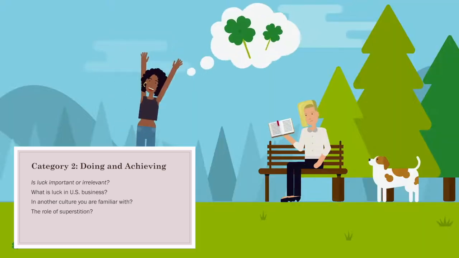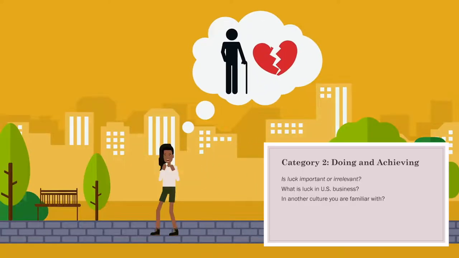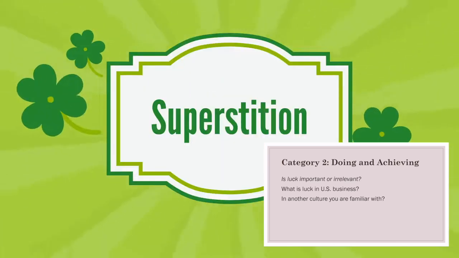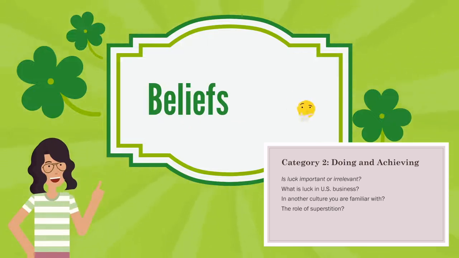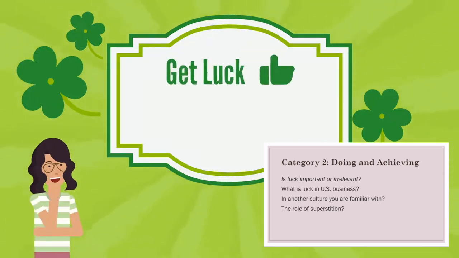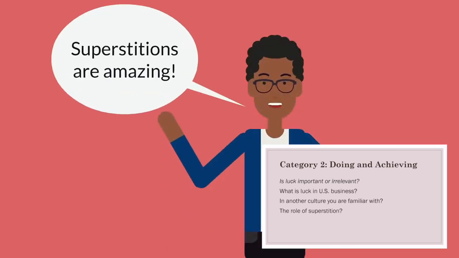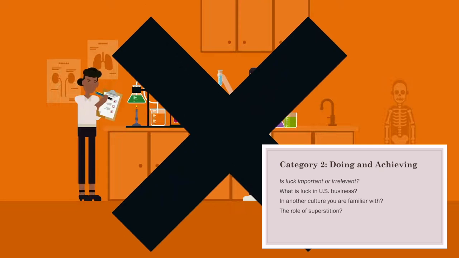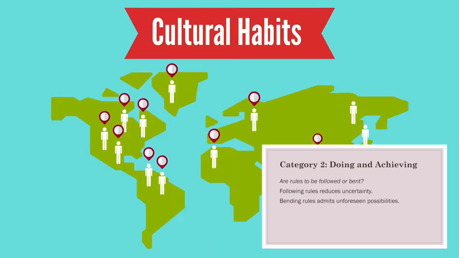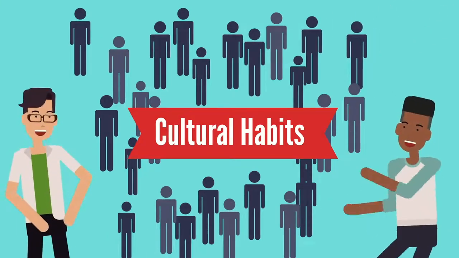Have you ever celebrated because you found a 4-leaf clover? Or worried that if you stepped on a crack, you would break your mother's back? If so, you've probably heard of a superstition. Basically, superstitions are beliefs that you can do or see something to either get more luck or to lose luck. Superstitions are pretty amazing because even though there isn't much science to support them, they are cultural habits. That means that they have been passed down in groups for years, so much so that they just become a part of life.